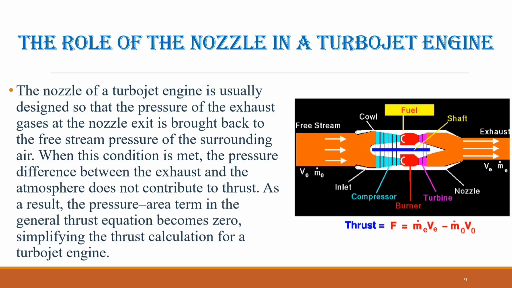For clarity, the actual thrust produced by the engine is referred to as the net thrust. According to the thrust equation, net thrust is equal to the gross thrust produced by the exhaust minus the ram drag associated with the incoming airflow. This relationship highlights the importance of both inlet and nozzle performance in determining the overall effectiveness of a turbojet engine.